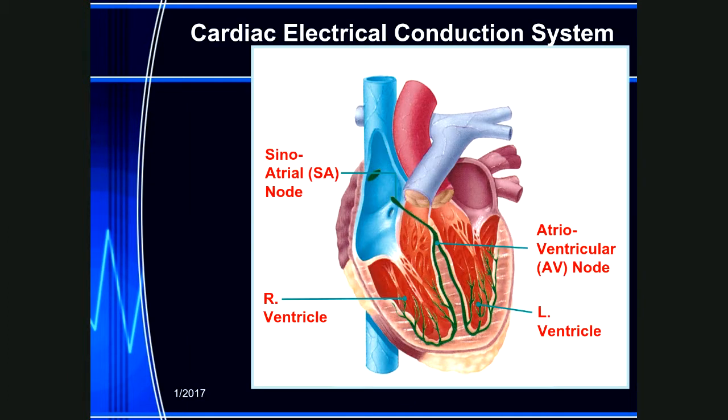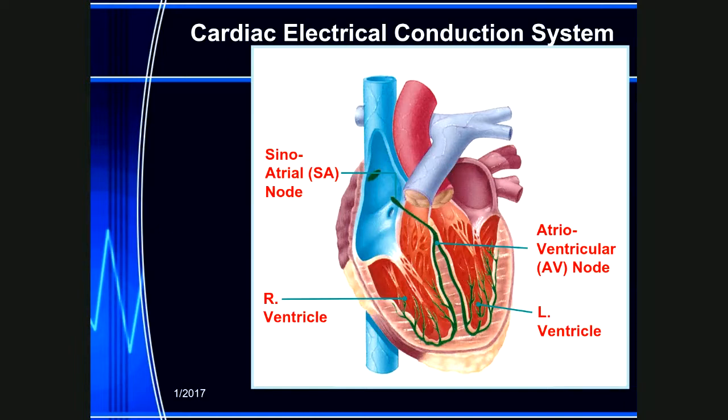Talk about the cardiac electrical conduction system. Here we have the heart. We have some important areas of the heart: the sinoatrial node, also known as the SA node, the atrioventricular node, the AV node, the right ventricle, and the left ventricle.